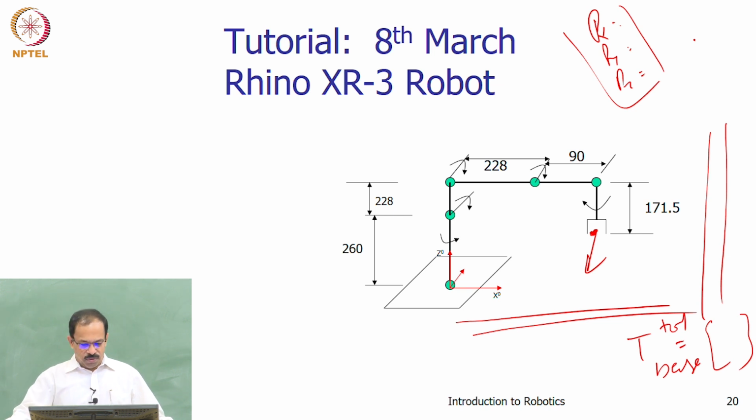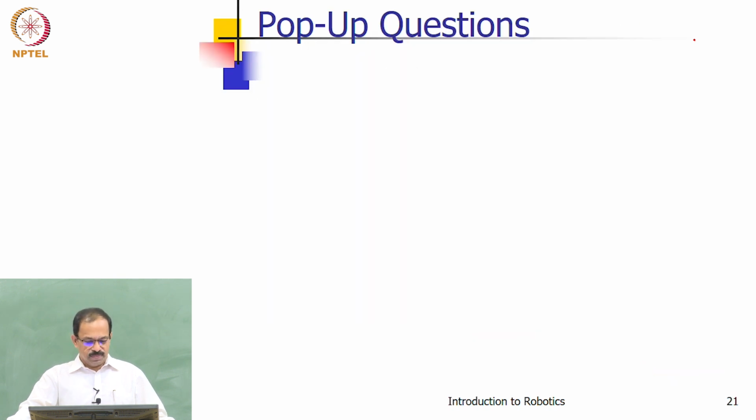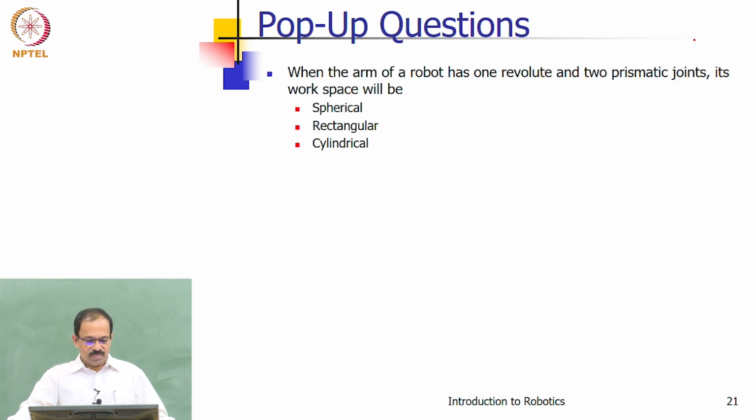Okay. So just to test how much you have understood of whatever we discussed in the last few classes, there are a few questions for you. You have to answer these questions. When the arm of a robot has one revolute and two prismatic joints, its workspace will be? RPP, cylindrical, right? Yeah, you should not think this much.